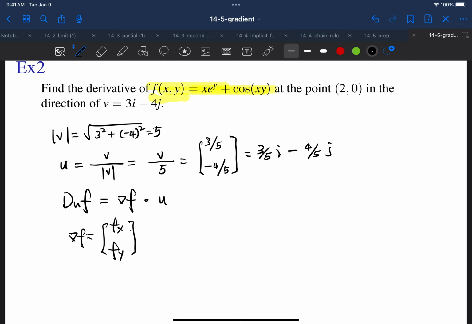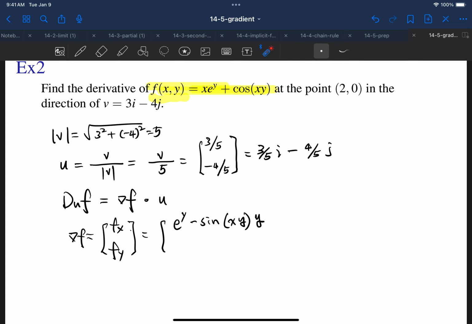When I look at f_x, we freeze y values. So this is e to the y, the first term. The second one is cosine of xy. We have to use the chain rule. So the cosine derivative is negative sine of xy, and then by chain rule, you take the partial derivative of xy with respect to x, which is y.